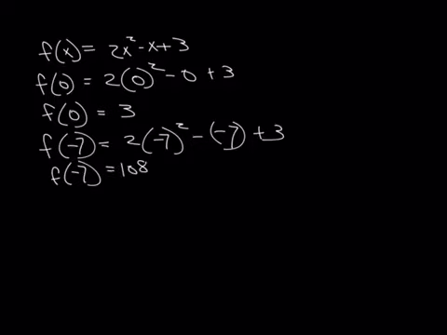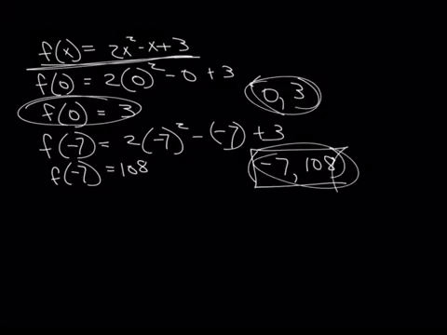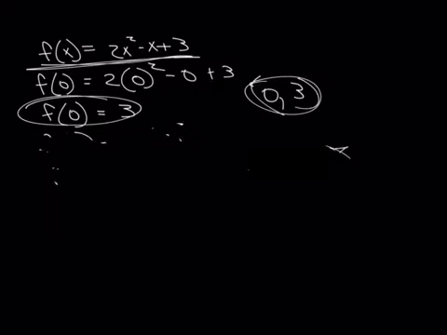So what does that mean? That means when I put negative 7 in for the x value, my y value is going to be 108. That point, there's going to be a point right there. Also, right here, if I put in 0 for x, I'm going to get 3 for my y value. And you just graph these points then, and when you graph these points, you're going to get a graph of that equation. So all we're doing at this point is plugging in numbers for my x values.